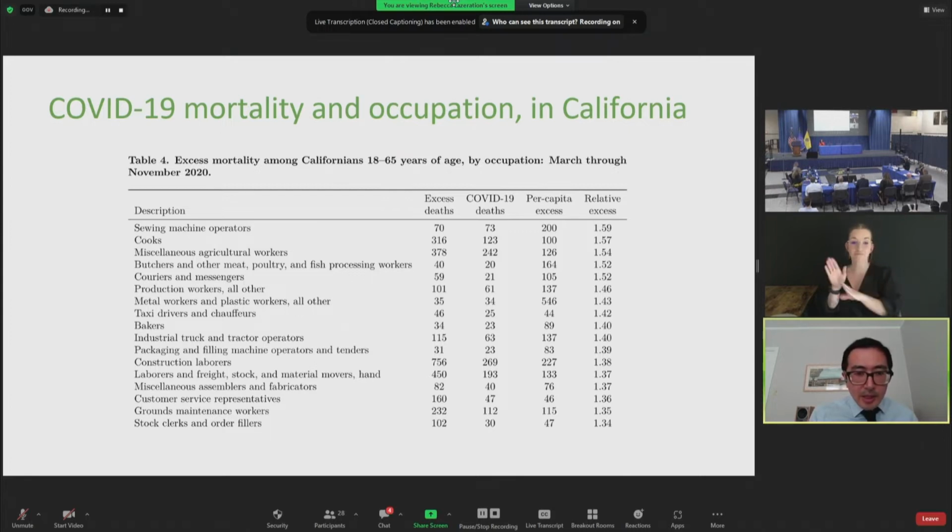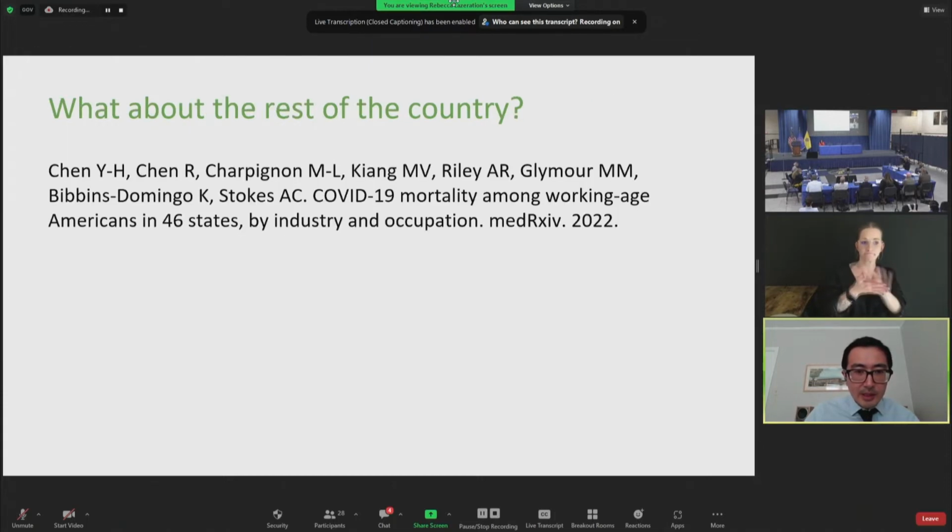This is analysis by specific occupations. We were able to calculate these measures for various specific occupations, and this list here is ranked by our relative measure of excess mortality. Not all the occupations are shown, but some of the occupations on the top include garment workers, cooks, agricultural workers, and so forth. Next slide.